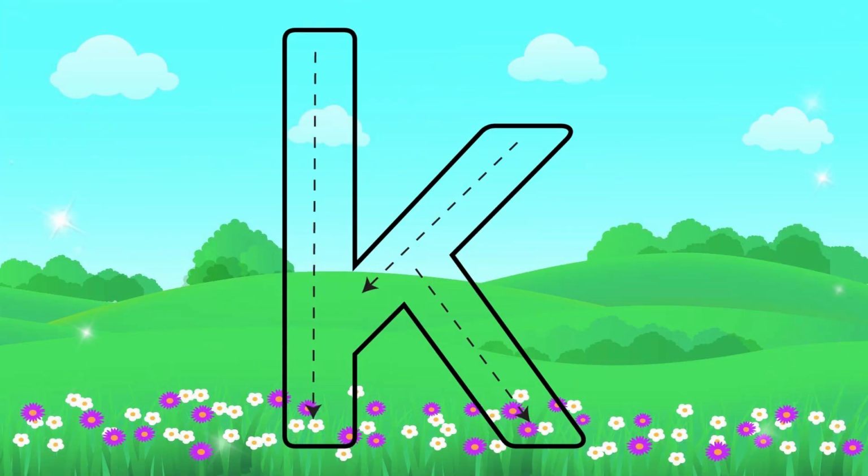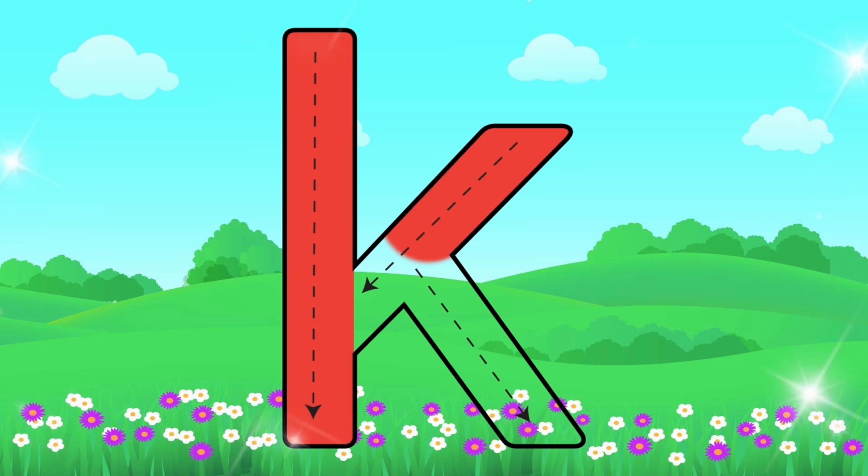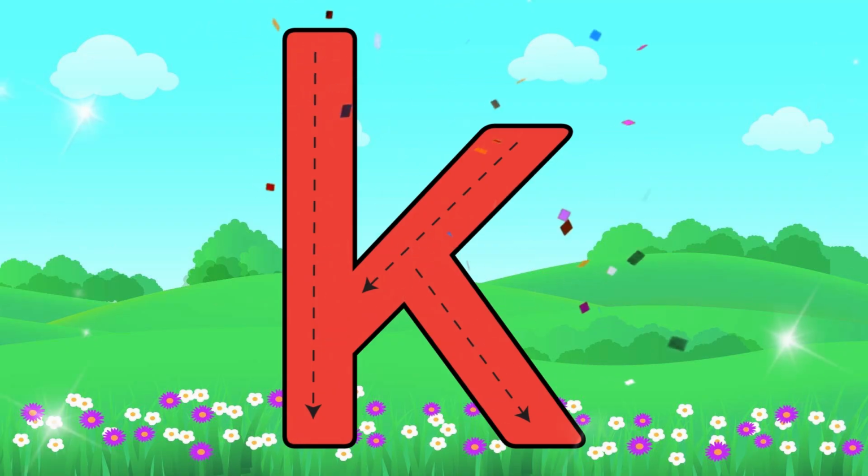Let's trace K. Start at the top. Pull down. Then pull down, slant in, and slant out. Keep it up.